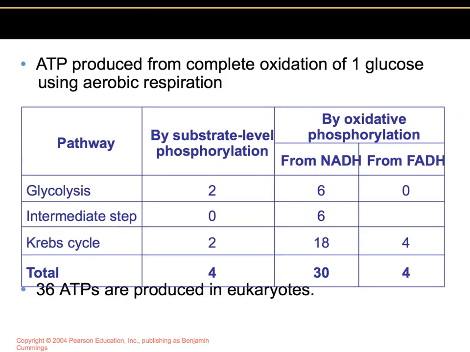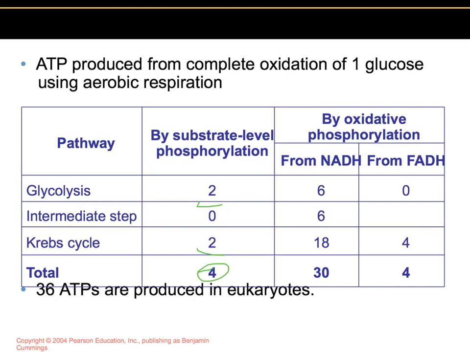Now, when we want to get the complete amount of ATPs that were made, if we look at glycolysis, it was 2. We've got the intermediate step, which gave us no ATPs, but the Krebs cycle gave us 2. So altogether, that would be 4 ATPs that could be used for any cellular work. But we also had those NADHs and the FADHs.